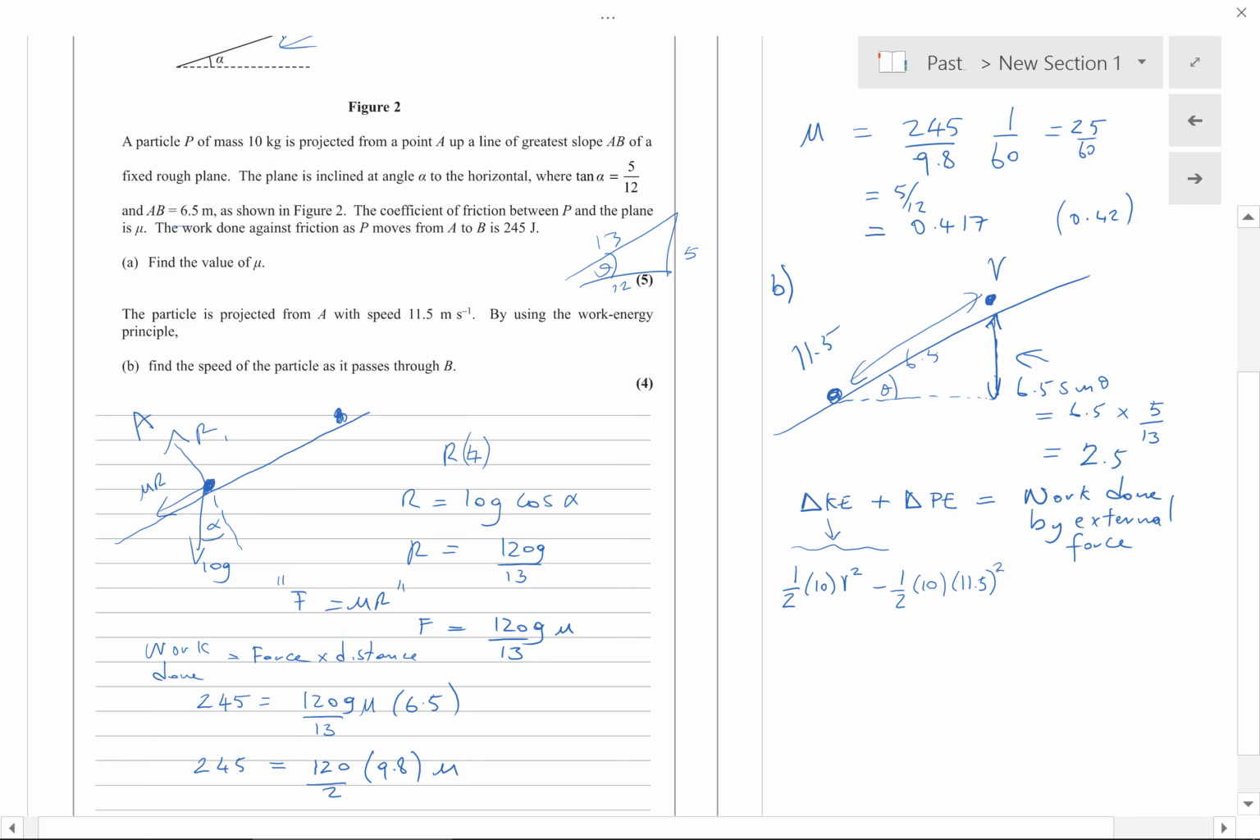Now, obviously, we're going to use our initial point, our lowest point, as our 0 PE. It will have gained in PE, so positive, and that's going to be the mass times 9.8, g, times 2.5, the vertical distance up. Now we need to be careful, that's going to be equal, so that's the delta KE bit.